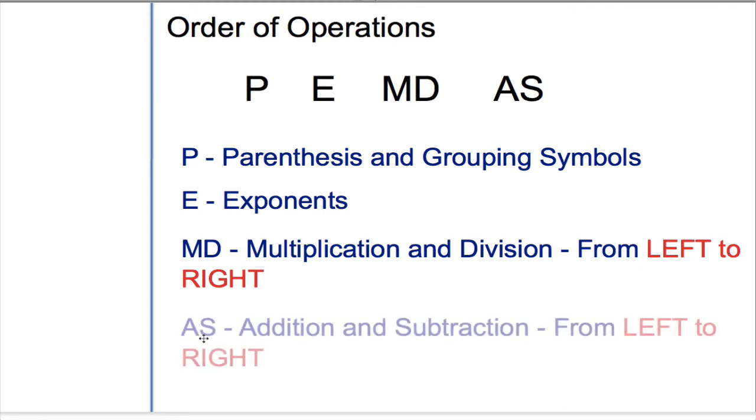And then finally, of course, AS stands for addition and subtraction. And again, those also have to happen from left to right. Don't do all the addition first and then all the subtraction. Go exactly in the order that you see the operations on the page from left to right.